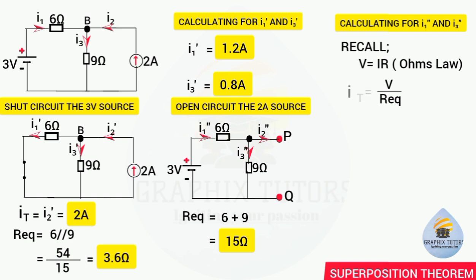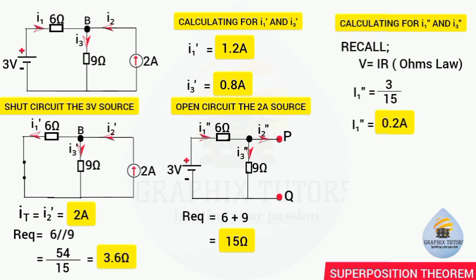Now, my I total prime prime is equals to my I1 prime prime, because the current flowing through here is I1, which is the total current there. So this will now be equals to V, the voltage, which is 3, all over the equivalent resistance, which is 15. So if you divide 3 by 15, we're having what? 0.2 ampere, right?